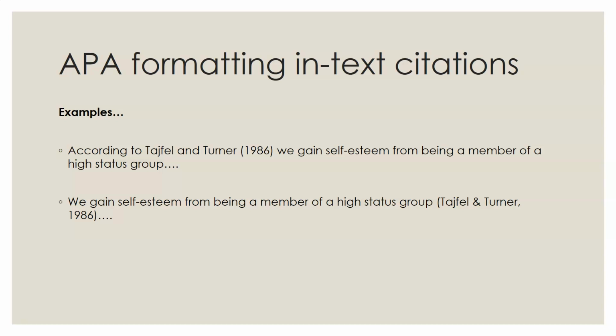However, you might prefer to write as though you aren't referencing their work. You might find this helps your writing to flow. In which case, of course, you still do have to cite their work, but you can put it in brackets, meaning that you don't expect that to be read out. So, for example, we gain self-esteem from being a member of a high-status group, and then in brackets you would put Tajfel and Turner in 1986.